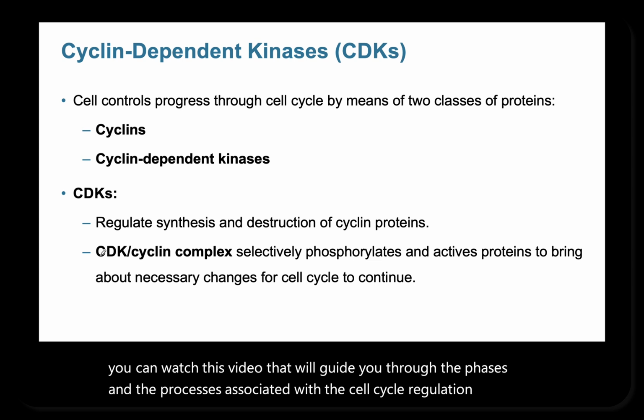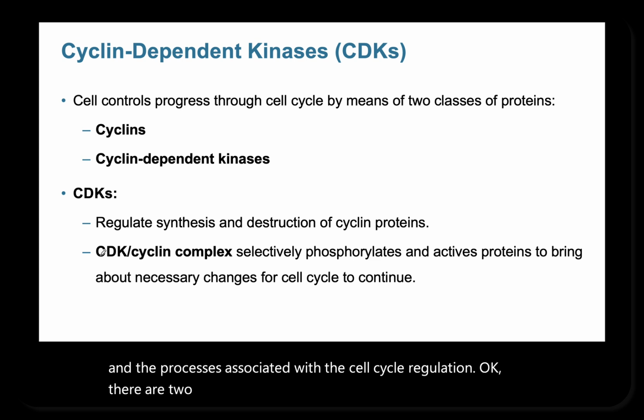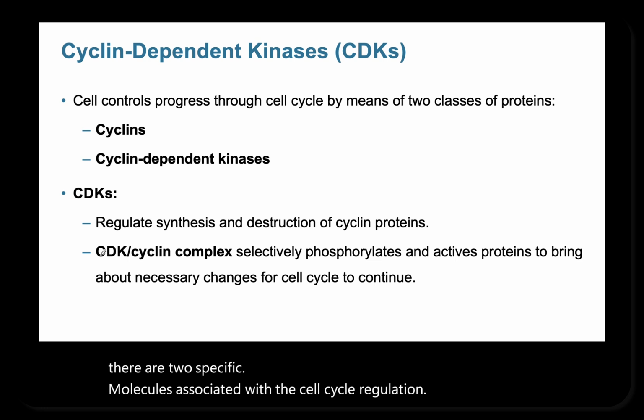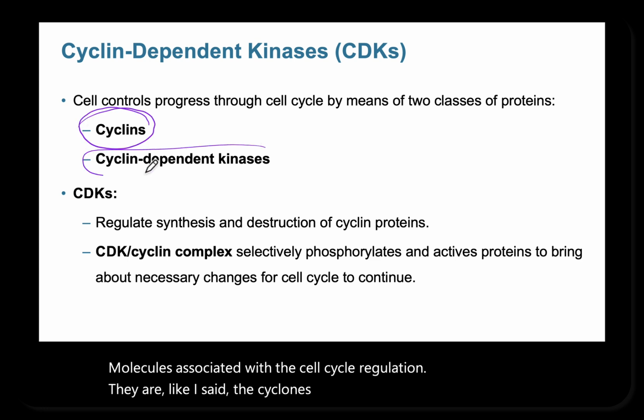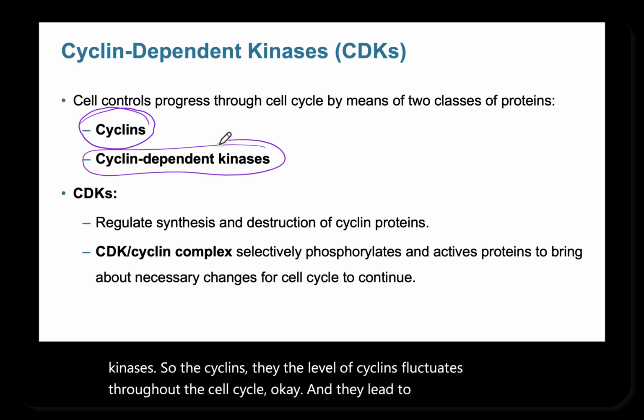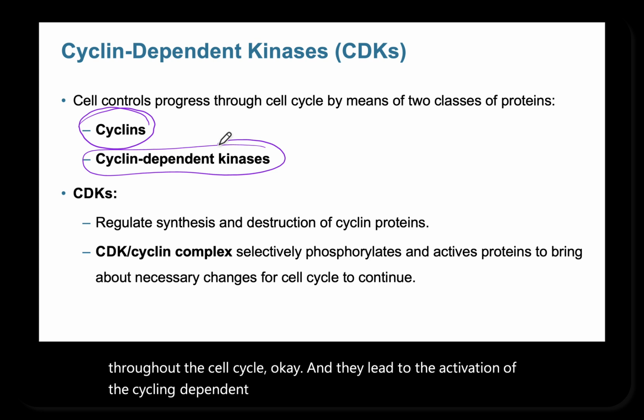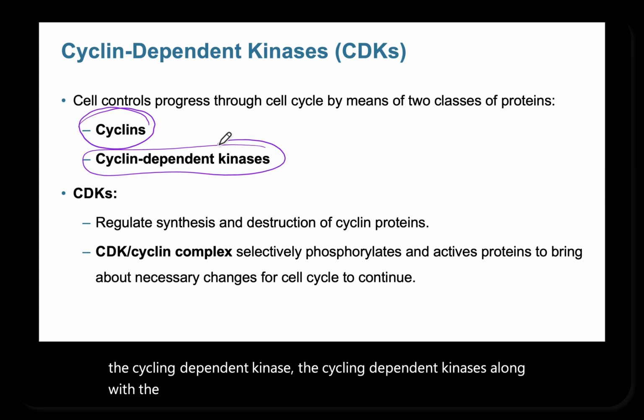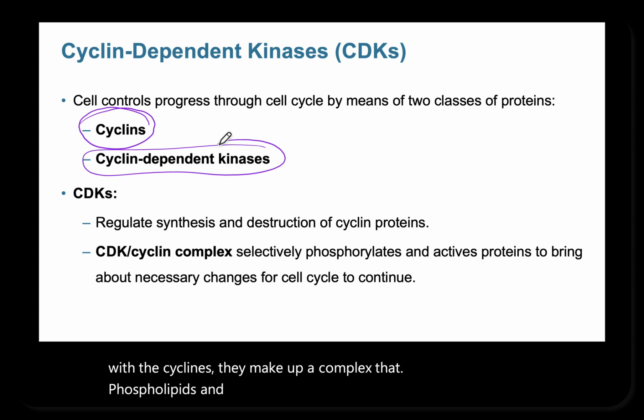Okay? There are two specific molecules associated with the cell cycle regulation. They are, like I said, the cyclins and the cyclin-dependent kinases. So the cyclins, the level of cyclins fluctuates throughout the cell cycle, okay? And they lead to the activation of these cyclin-dependent kinases. The cyclin-dependent kinases, along with the cyclins, make up a complex that phosphorylates and also activates proteins.